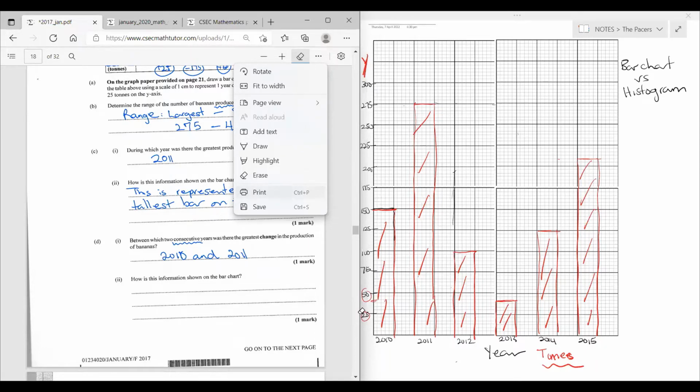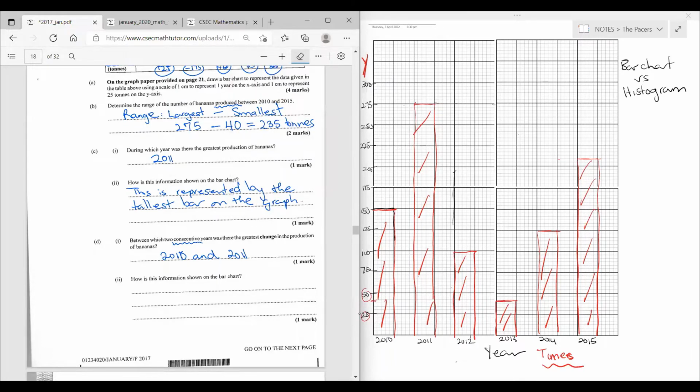So this is represented by the largest change in height between 2010 and 2011, and the largest decrease in height from 2011 to 2012. And that represents that 2010 and 2011 had the largest increase and decrease consecutively.